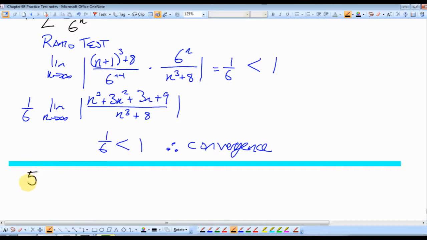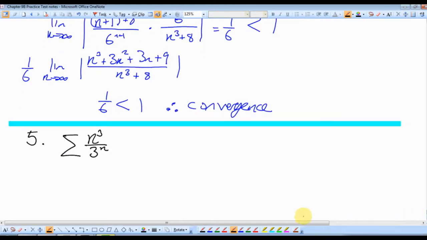Number 5, we're taking a look at convergence or divergence for the sum of n cubed over 3 to the n. Again, you have a polynomial on top of an exponential function. This should converge. That's what it says on the answer sheet. But if you're unsure, and if I was new to this, I probably wouldn't take a chance, I'd probably use a ratio test. So let's use a ratio test.